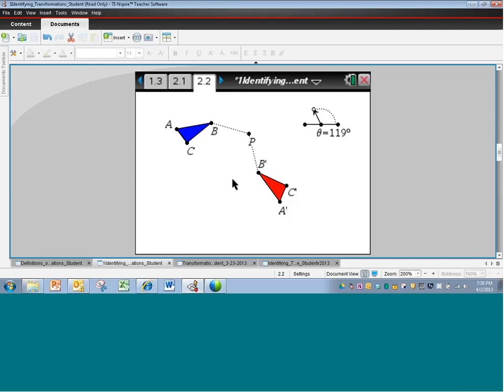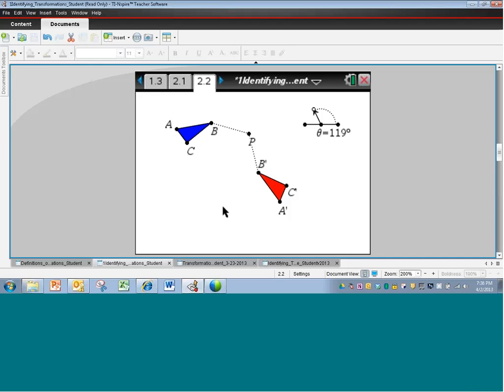Now notice it makes no difference how you name the triangle. How about if I called it the pre-image ABC? Well, ABC is clockwise. A prime, B prime, C prime is clockwise. They're both the same. So under a rotation, the orientation remains the same and we say it's direct.